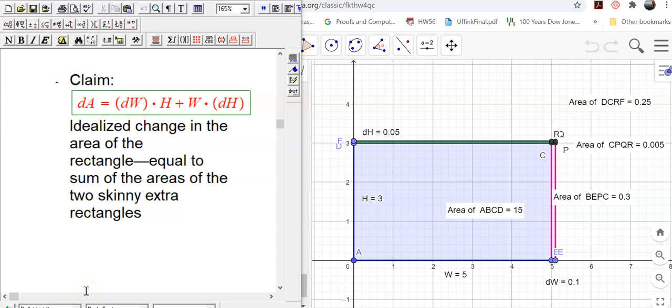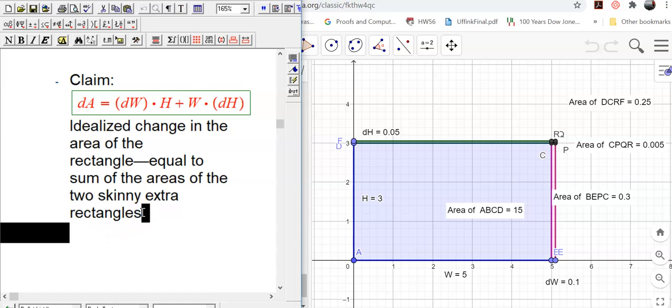So here's the claim: the idealized change of the area of the rectangle is just the sum of the pink and the green, which is dw times h plus w times dh. And in the limit, which is always what we're interested in when deriving a rule about derivatives, we can ignore this super tiny area. It's a great example of the power of calculus to simplify what would otherwise be a complicated calculation.